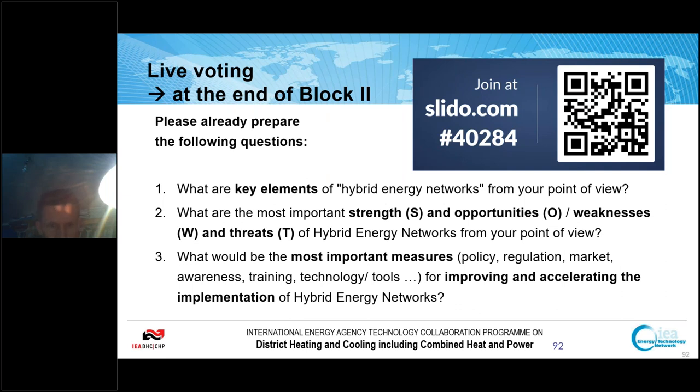We have three questions, and you can already think about them now. At the end, we will ask them individually and you type in your answers. The first question is: what are the key elements of hybrid energy networks from your point of view? Is it a heat pump, a control, a CHP? What is the key element characterizing hybrid energy networks? Second question: what are the most important advantages and disadvantages, in this case strengths, opportunities, weaknesses, and threats of hybrid energy networks from your point of view? And the third question: for improving and accelerating the implementation of hybrid energy networks, so if you want to have more or better hybrid energy networks, what are the most important measures from your point of view? Measures related to policy, regulations, markets, awareness raising, training, technologies, tool development, and so on.